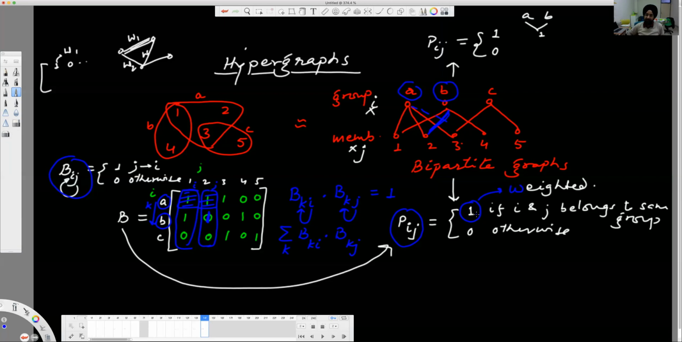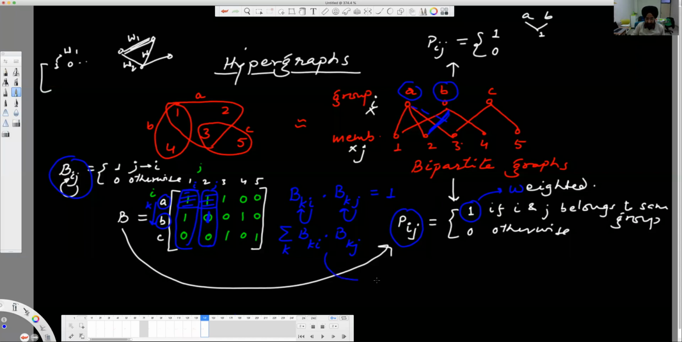Now, what is that upside? These weights are telling you some additional information. For example, what are examples of these bipartite graphs? Anybody? Can anybody give me an example of these graphs? Then we can talk about the advantage of having weight, advantage of summing this. Okay, we'll discuss in a moment.